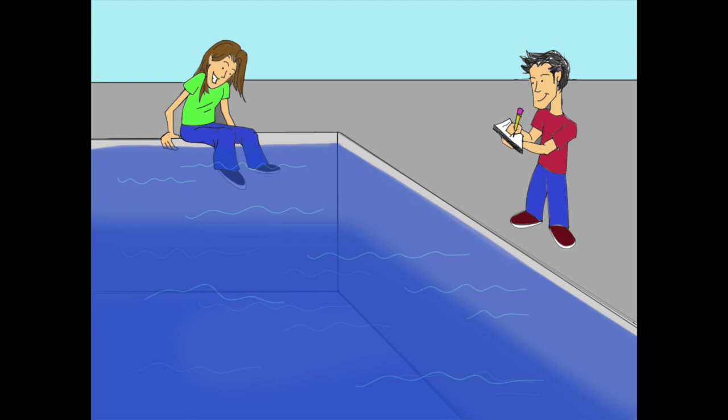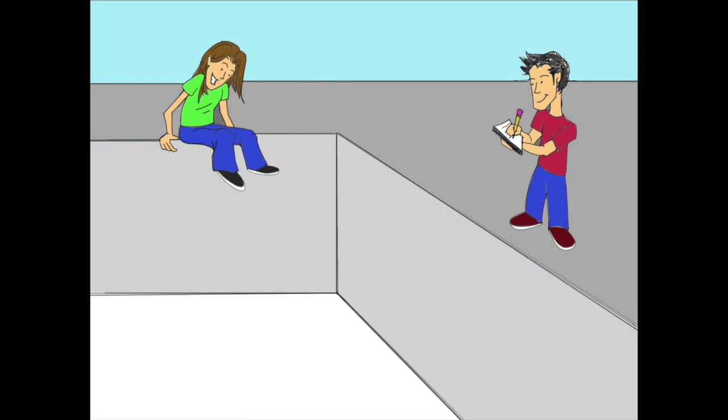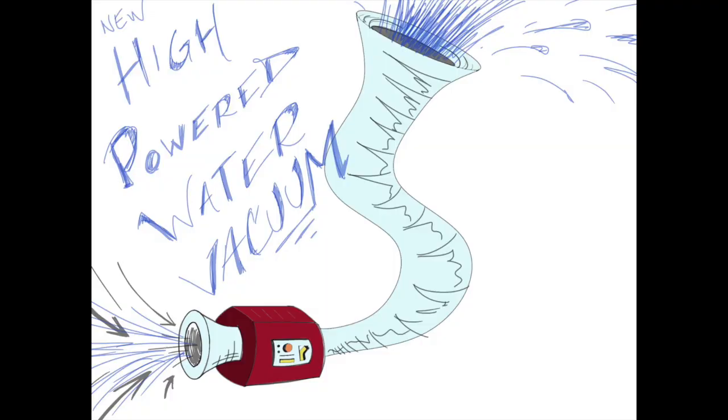This is the BHS pool full, and two members of Mr. Einstein's class there to collect data. Our goal is to empty the pool and find out how much water was in it and how long it takes to empty. To achieve this, they will use a high-powered water vacuum.